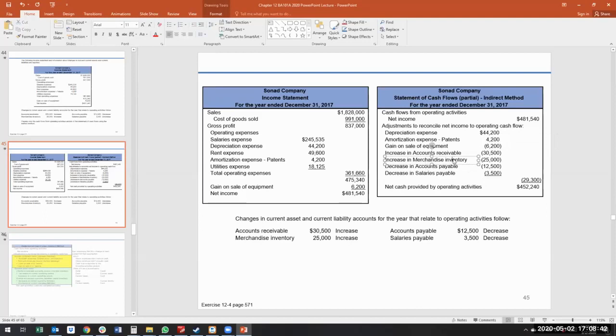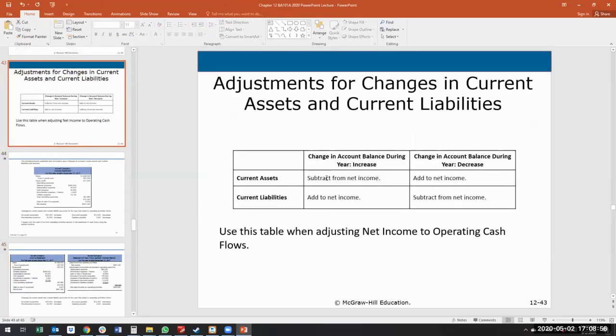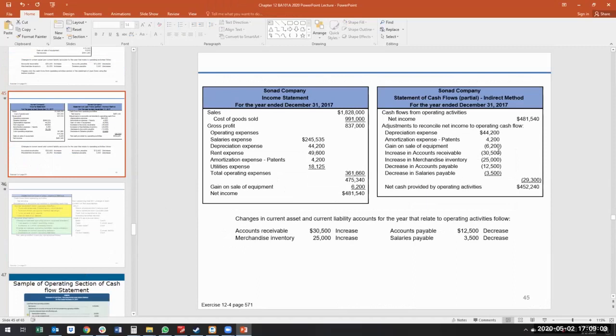Increase in merchandise inventory. So we have an increase in our inventory. That means we didn't sell it. It was capitalized, but not included in expense, but we paid cash for it. Another way to think of it is it's a current asset. It increased, right? The balance changed, increased, and so we're going to subtract it from net income.